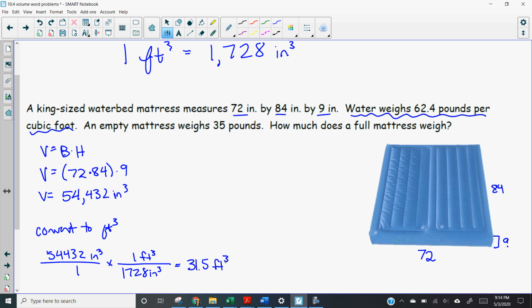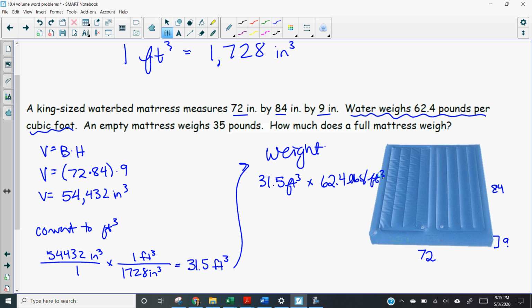Water weighs 62.4 pounds per cubic foot. Okay, so if we're talking about the weight now, we're going to take this, let me write it the other way first. Our weight of 31.5 cubic feet, we're going to multiply by 62.4 pounds per cubic foot.